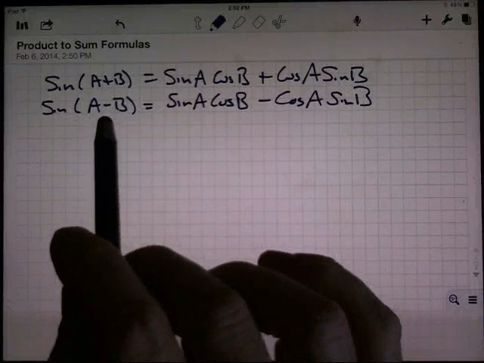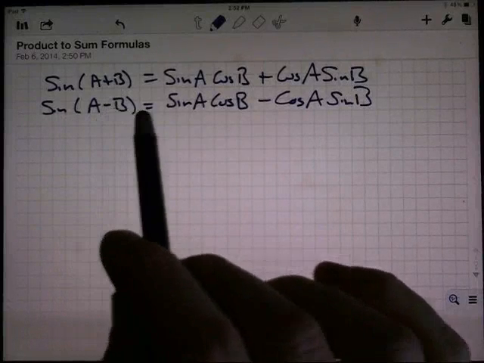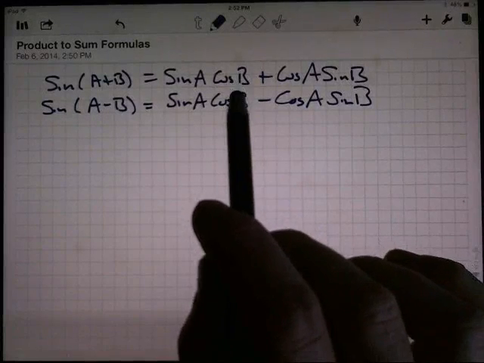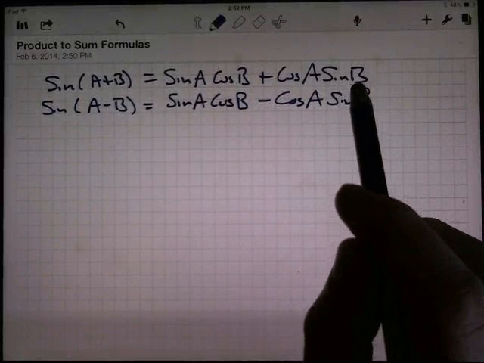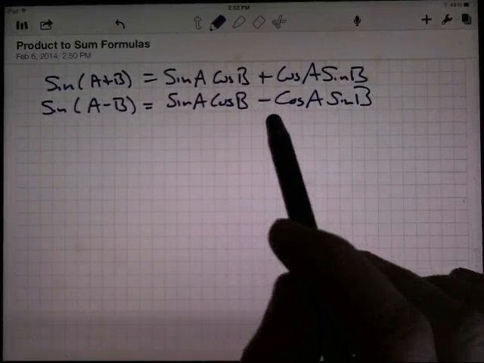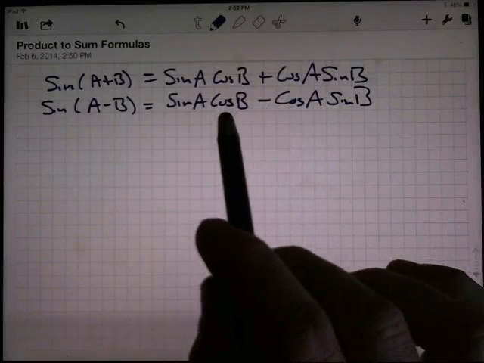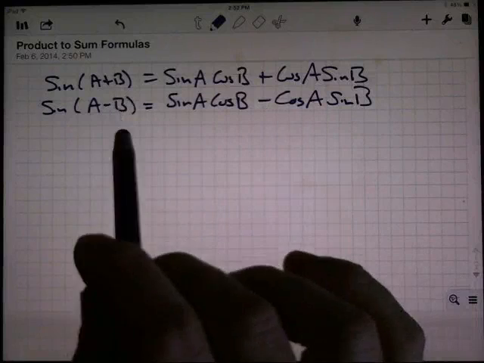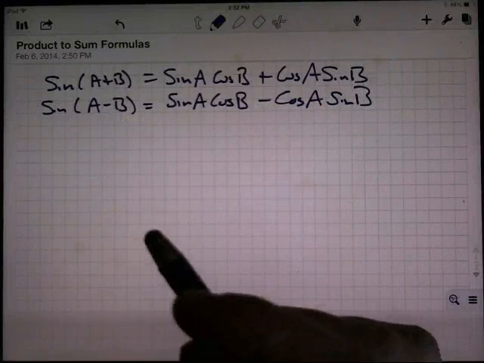Then I had the sine of a minus b, that is replacing b's by negative b's. Replace the b by negative b, but the cosine just absorbs it. The sine of negative b, on the other hand, the sine doesn't absorb the negative sign. It spits it out in front, right? Because cosine is even, sine is odd. So I've got these two identities here. And what I want to do is I just want to add them together.